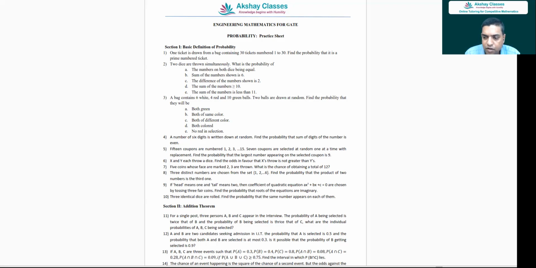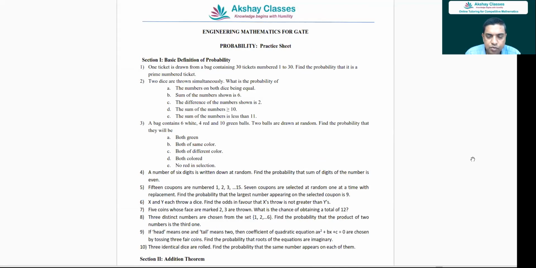I would recommend that you practice these problems from the practice sheet, which I've already given. So let us do something that is slightly different. Let us take this.